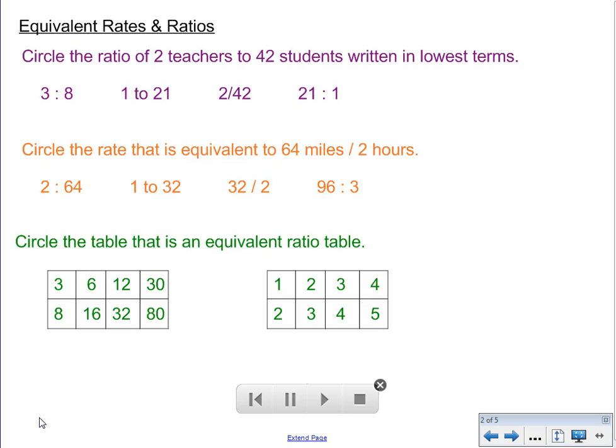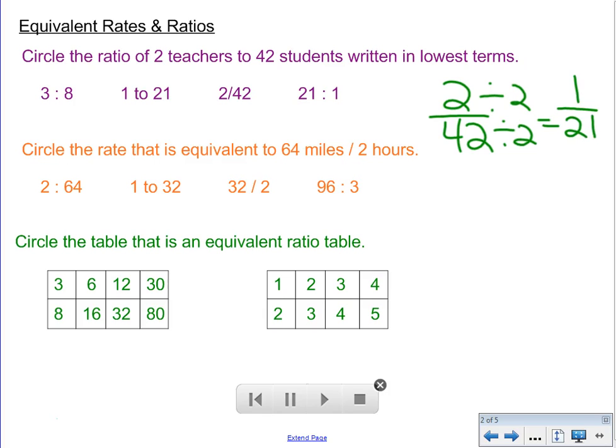Now let's practice making equivalent rates and ratios. The first question says, circle the ratio of 2 teachers to 42 students written in lowest terms. So I have to make this in lowest terms. The first thing I'm going to do is write 2 teachers to 42 students in a fraction form. I'm then going to put it in lowest terms by dividing both the top and the bottom, the numerator and the denominator, by the common factor of 2. And I get 1 over 21.